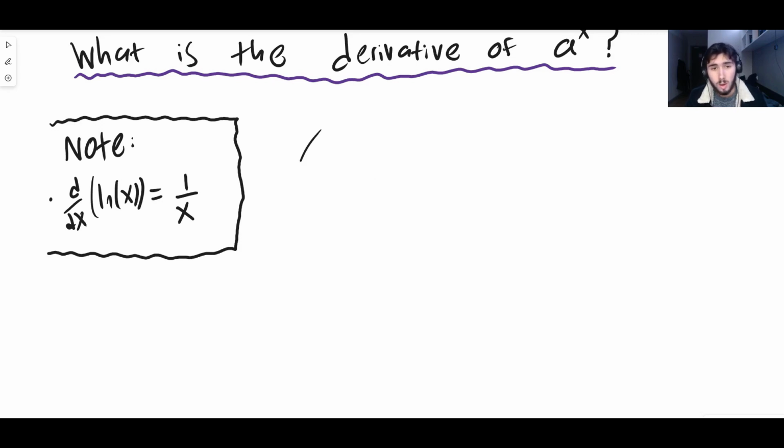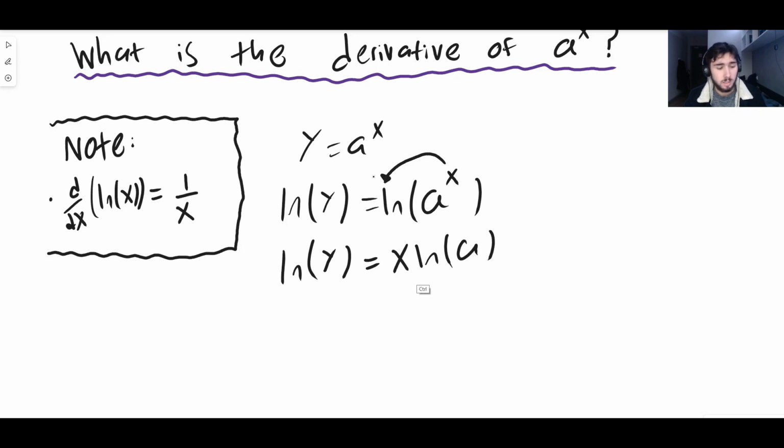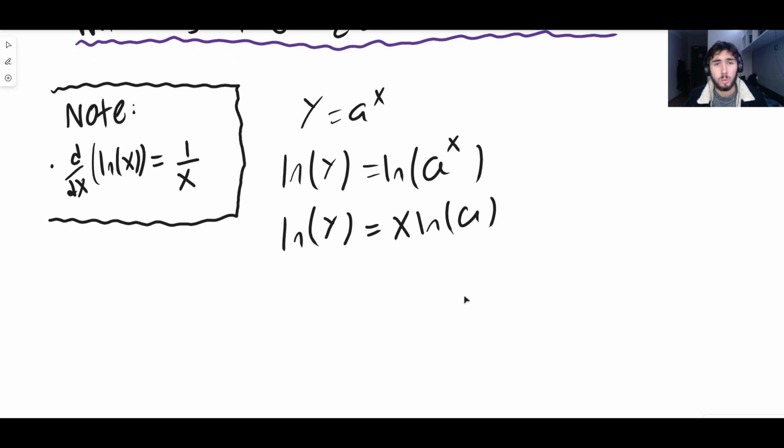So we're going to say that y is equal to a to the power of x. Then we're going to take natural logs of both sides. We're going to get the natural log of y is equal to the natural log of a to the power of x. We're then going to use the power rule for logarithms to bring the x down times the natural log of a, just like this. So the x just comes down like this, and we are here. And then at this point, we want to differentiate both sides implicitly.